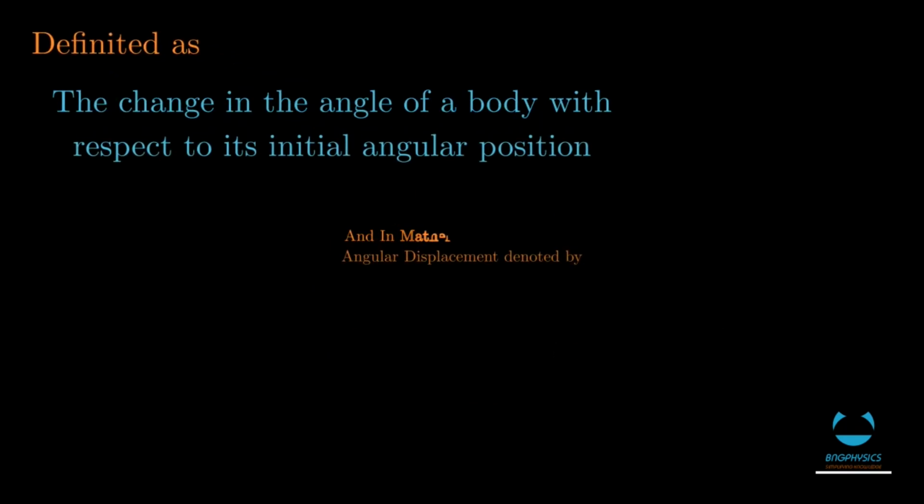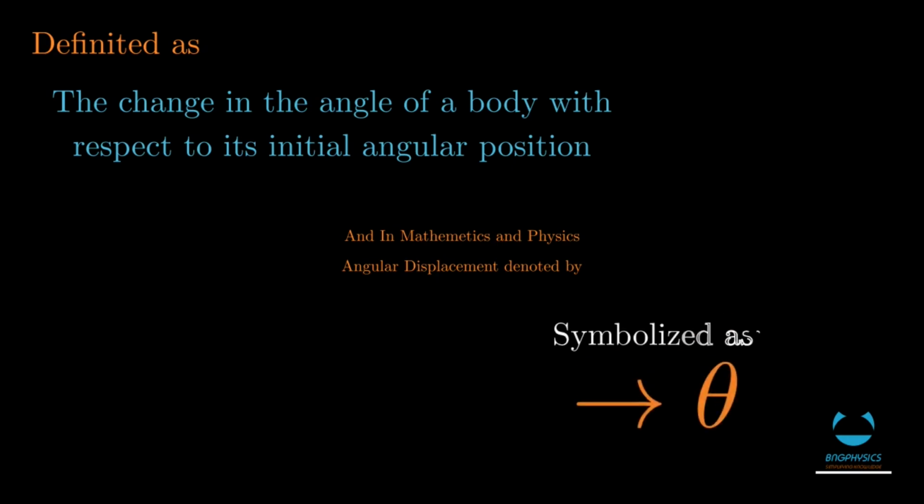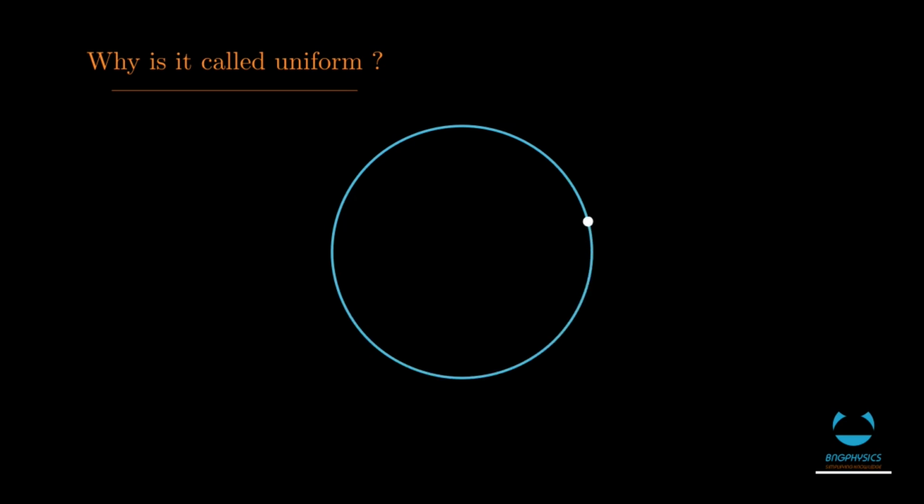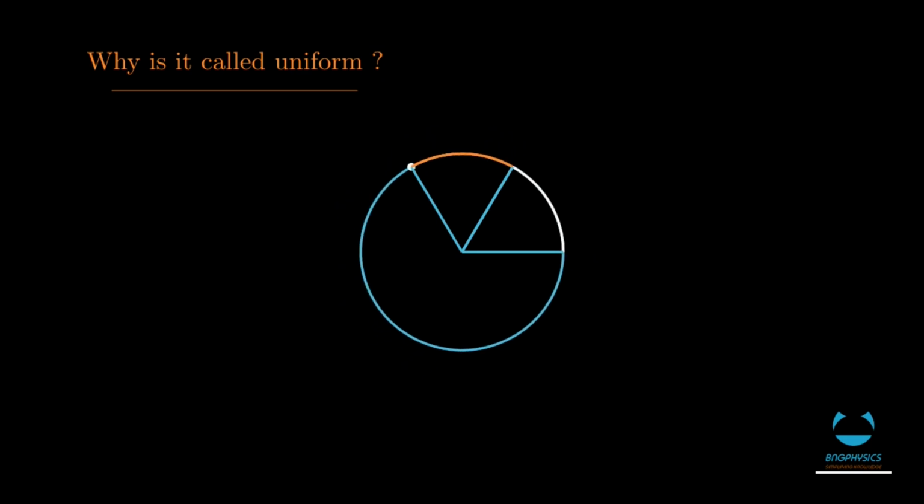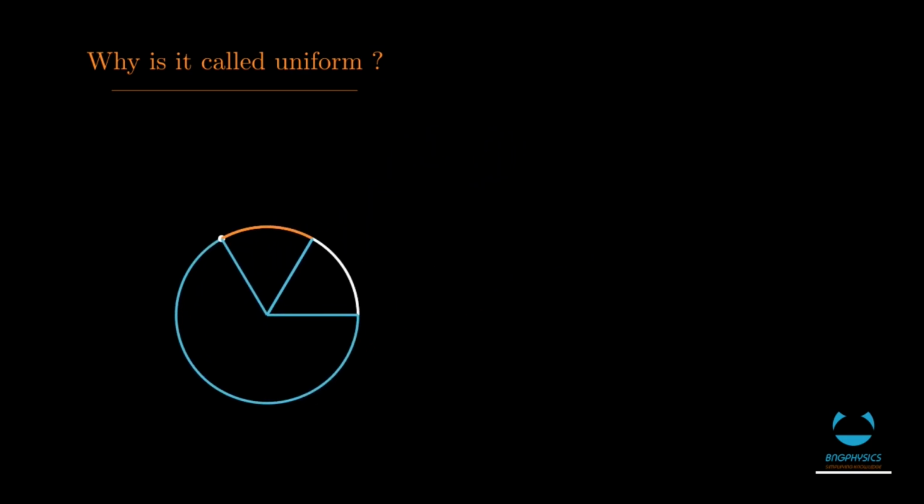You might be wondering why we call it uniform angular displacement. The word uniform means constant, and the reason why we call it uniform goes back to the constant speed of every object that moves in a circular path. For example, this dot here moves with constant speed and covers the same angular displacement each second. So we have a constant rate of change in angular displacement. Also, as you see here, we have two arcs that have the same length. So that's why we call it uniform.